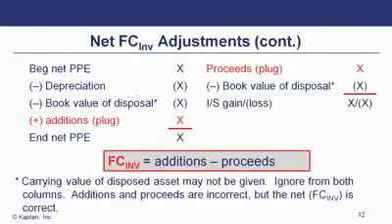Now, you'll notice what we have here is your beginning and ending net property, plant, and equipment. Now, what are some things that increase or decrease property, plant, equipment? Well, depreciation decreases it. If you sell anything, it decreases it. And if you buy anything, it increases it.